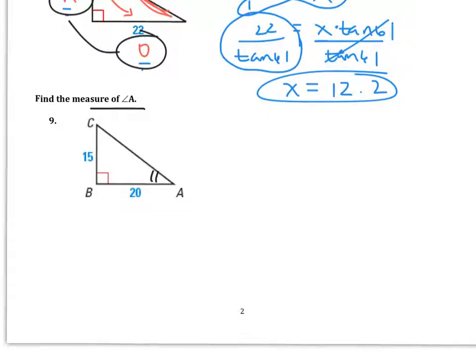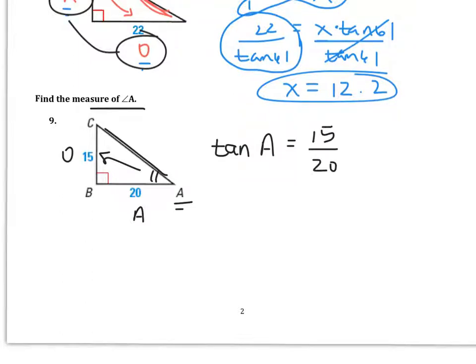First thing I'm going to do is label sides. 15 would be the opposite. 20 would be the adjacent. This blank side over here would be the hypotenuse, but I'm not going to label it. Since I'm using tangent, remember it's always tangent of the angle. Well, I'm trying to find angle A, and that is equal to the opposite 15 over the adjacent 20.